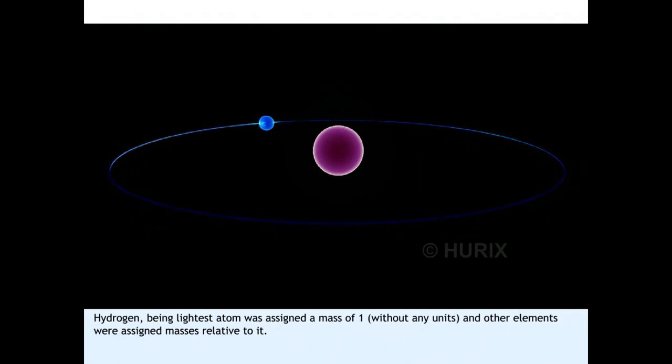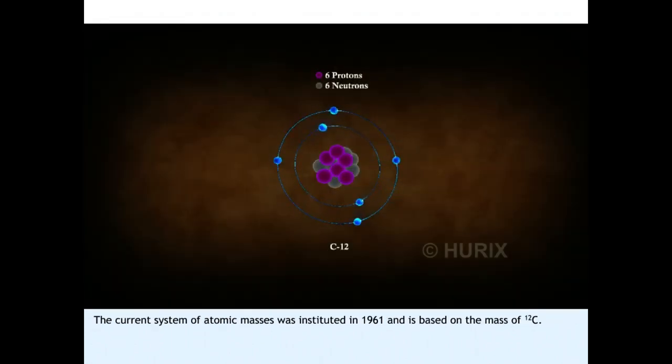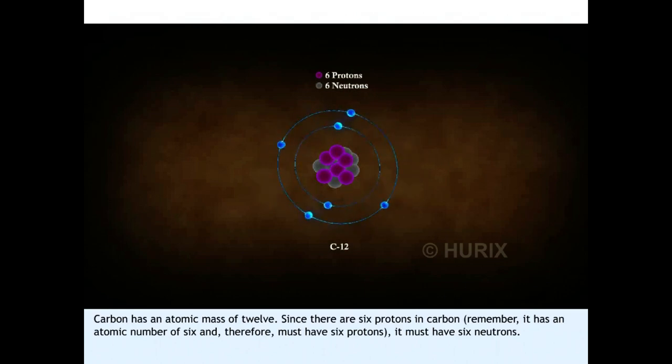Hydrogen, being the lightest atom, was assigned a mass of 1 without any unit, and other elements were assigned masses relative to it. The current system of atomic masses was instituted in 1961 and is based on the mass of 12C. Carbon has an atomic mass of 12. Since there are 6 protons in carbon, remember, it has an atomic number of 6, and therefore must have 6 protons, it must have 6 neutrons.